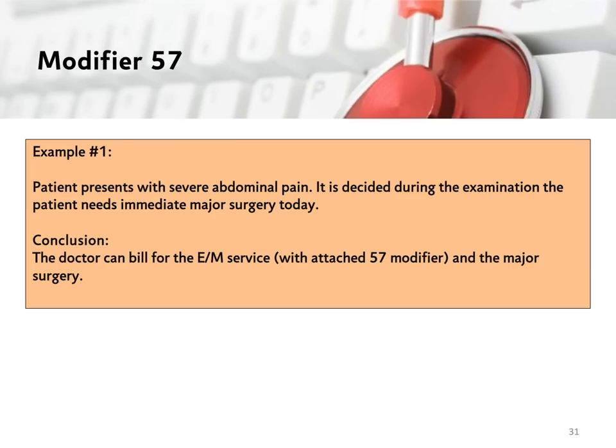Now we have an example of modifier 57. Our first example is the patient presents with severe abdominal pain. It is decided during the examination that the patient needs immediate major surgery today. The doctor can bill the E&M service and append modifier 57 and also bill the major surgery on the same day, and both procedures will be paid.